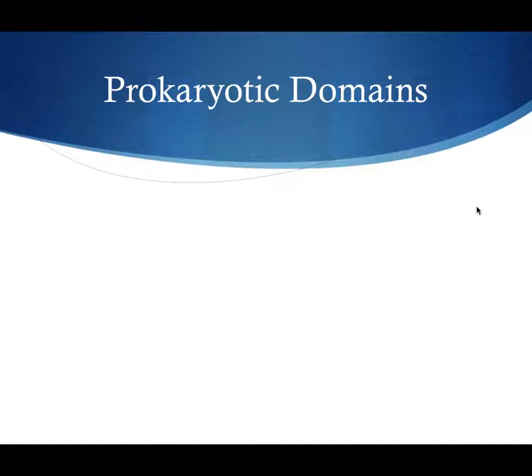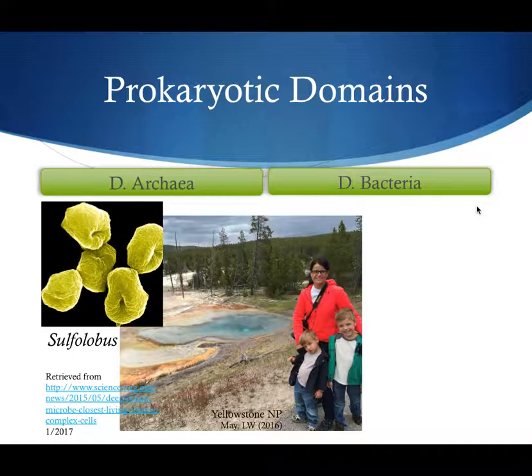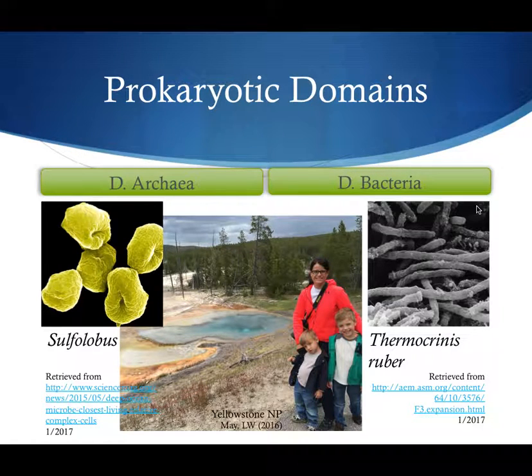We'll take a quick look at the prokaryotic domains. This image is of me and my sons in front of a thermal vent in Yellowstone National Park. If you look closely, you may notice the variety of colors in the pool. This is due to the rich biodiversity of prokaryotic species thriving in the hot pool. An example of archaea living here is Sulfobulus, shown in the image to the left. Bacteria also thrive here, such as the Thermocrinus rubere. These bacteria give a pink hue to the pools.